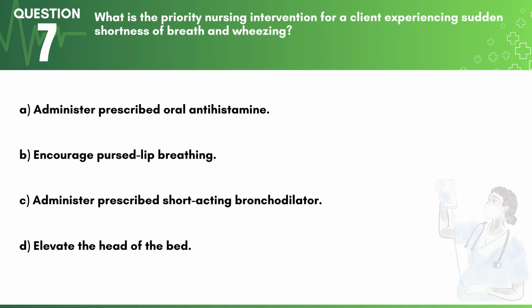Question 7. What is the priority nursing intervention for a client experiencing sudden shortness of breath and wheezing? A. Administer prescribed oral antihistamine. B. Encourage pursed lip breathing. C. Administer prescribed short-acting bronchodilator. D. Elevate the head of the bed.